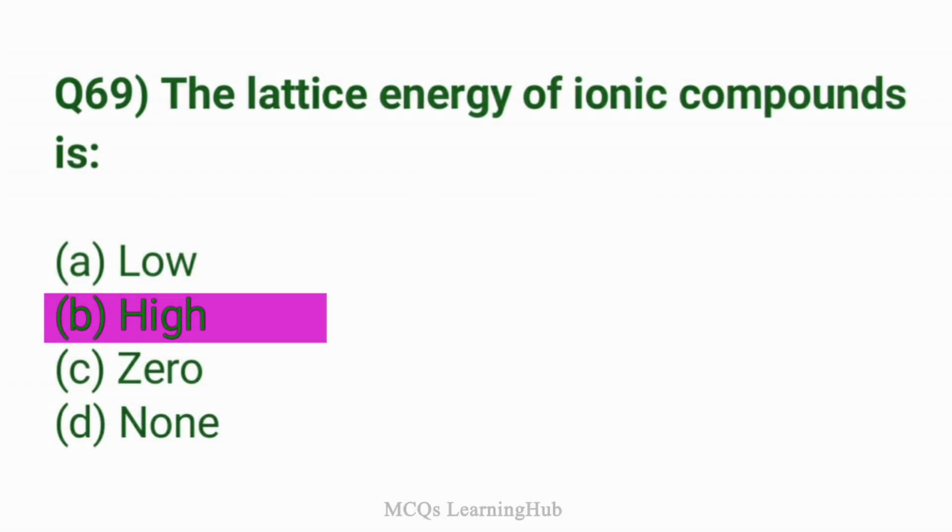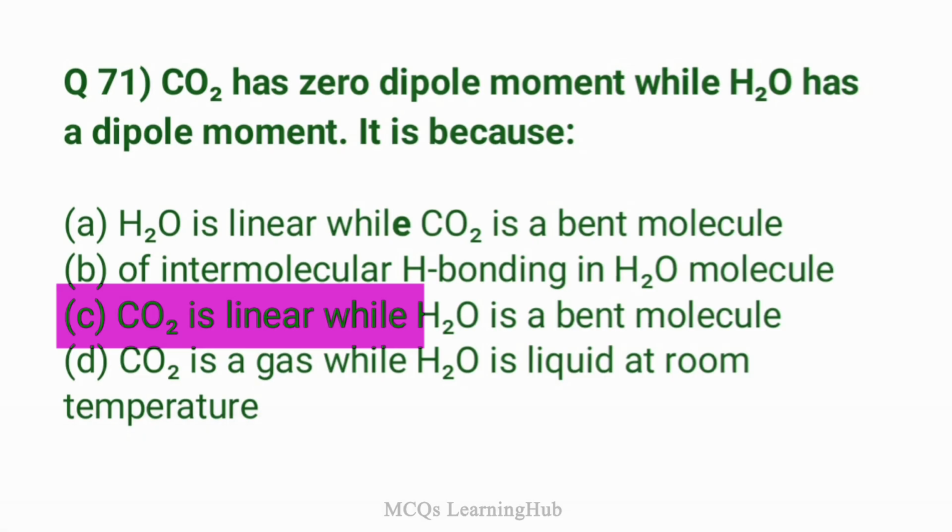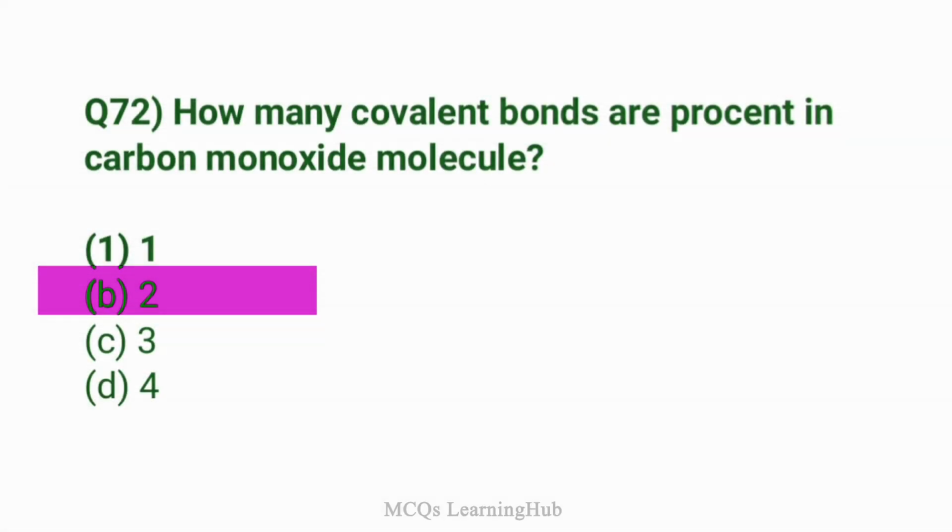The lattice energy of ionic compound is, B is correct, high. Question 70. Which one has maximum dipole moment? Option A, O-dichlorobenzene. Carbon dioxide has zero dipole moment while dihydrogen monoxide has a dipole moment. It is because option C is the right option. CO2 is linear while H2O is a bent molecule. Question 72. How many covalent bonds are present in carbon monoxide molecule? Option B, 2.